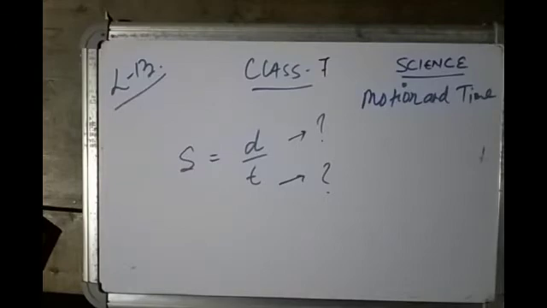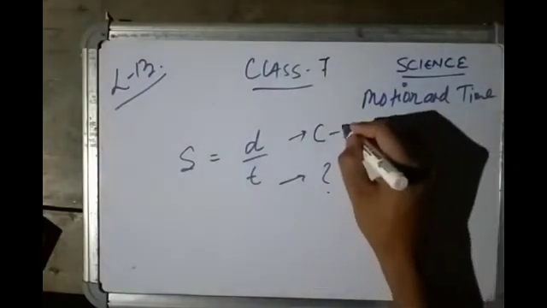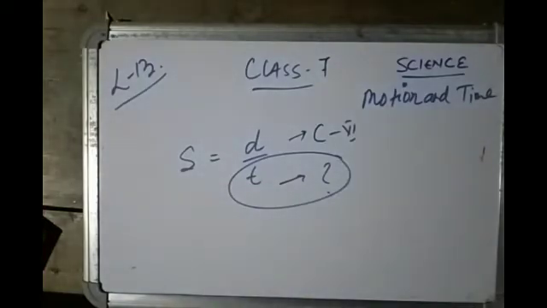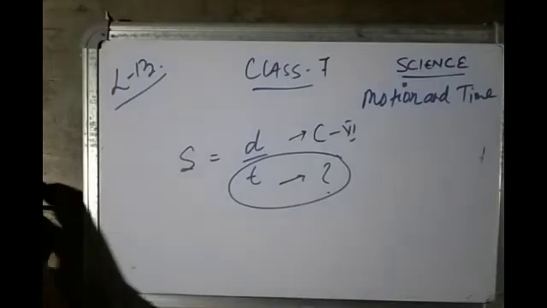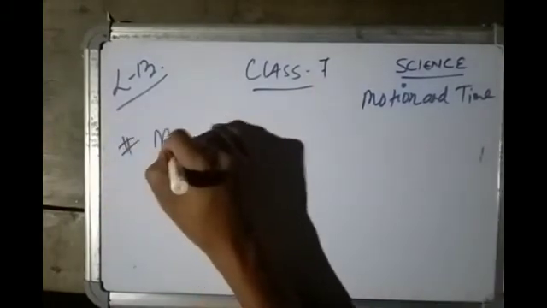So in class 6 we have learned about the measurement of distance, how to measure distance. Now the question is how to measure time, which we are going to learn in class 7 and in this lecture. So let's move on to the third topic, that is measurement of time.